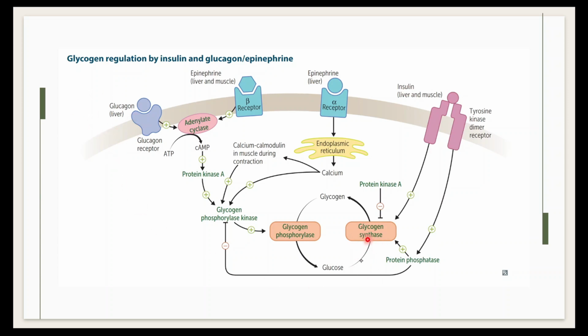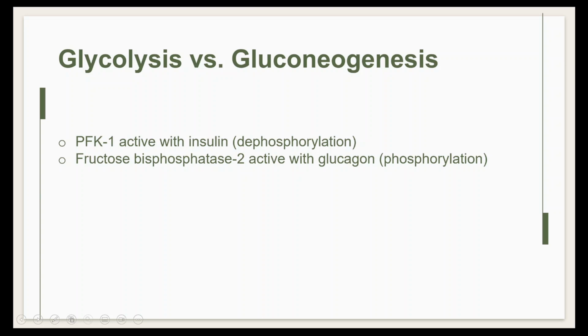For the glycogen synthase, it will be activated by dephosphorylation under the influence of the phosphatase enzyme triggered by insulin, and it will be inhibited, on the other hand, by protein kinase A upon phosphorylation. The opposite goes for the phosphorylase enzyme. It will be active under the influence of the glucagon protein kinase A pathway, and it will be inhibited under the influence of the phosphatase enzyme.